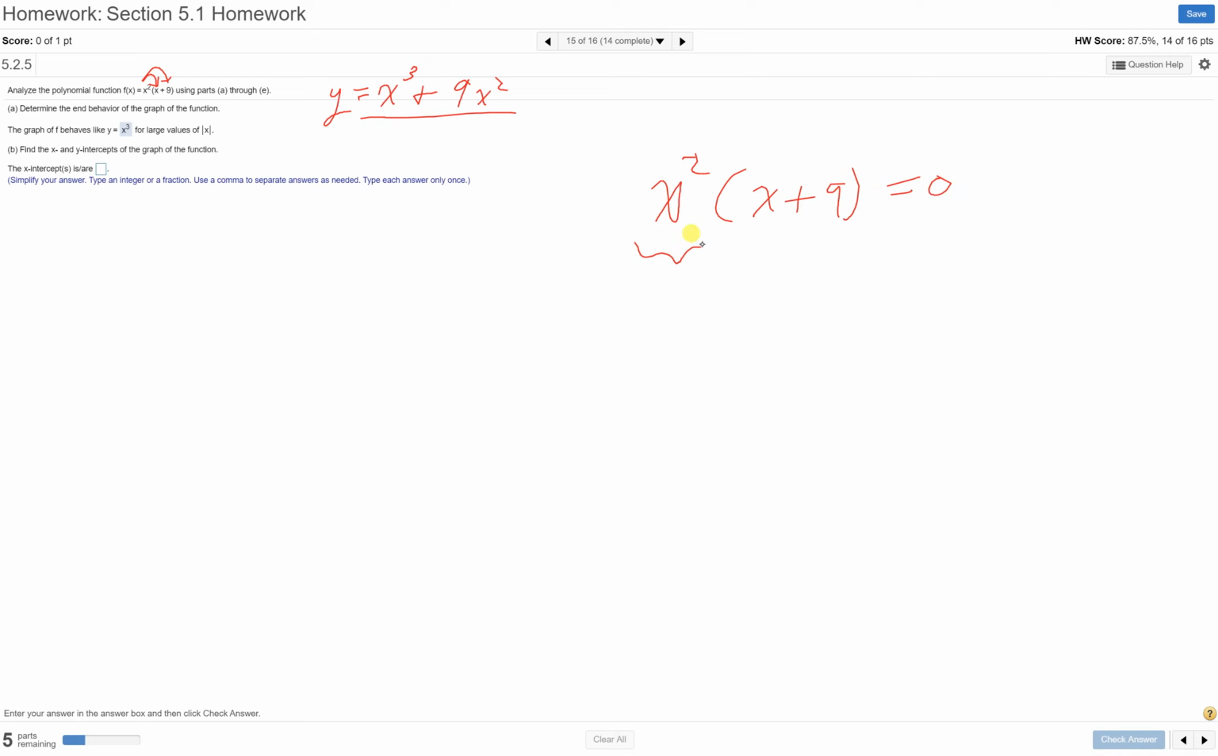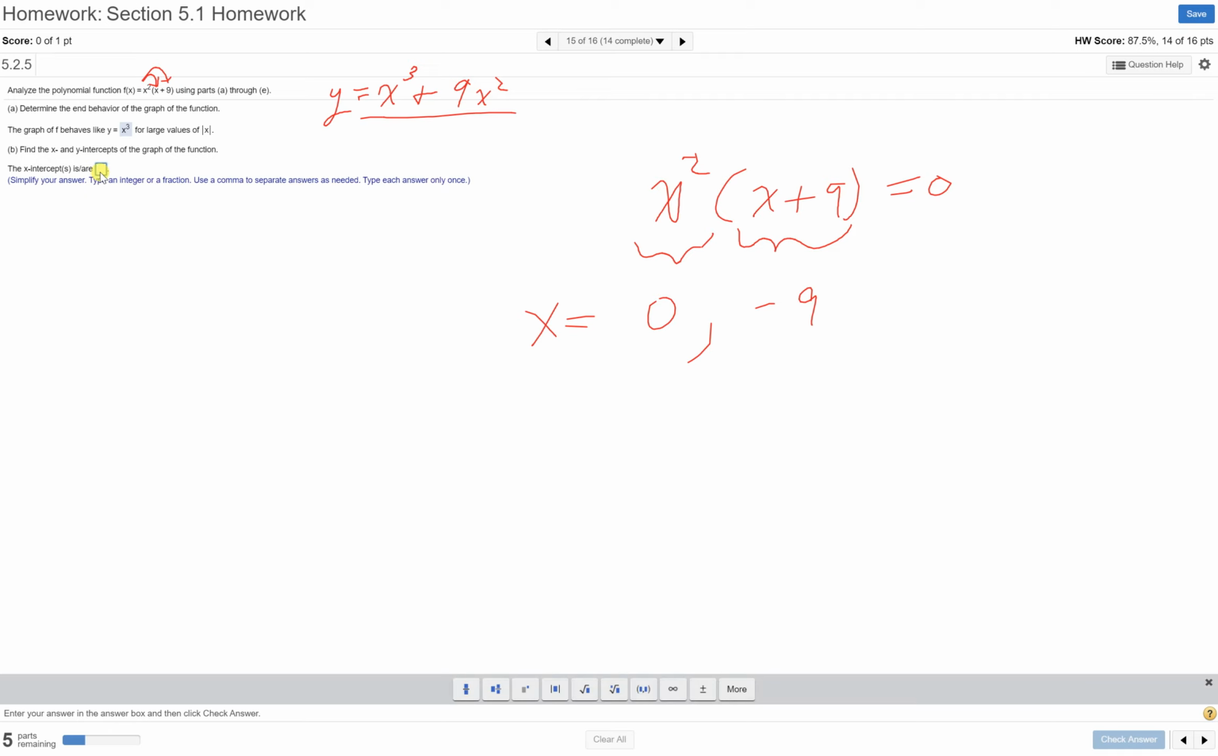For this particular factor, the solution is 0. And for this particular factor, the solution is -9. So those are my x-intercepts. You can also call them my zeros. I believe they make you type the answers twice, right? So let's go ahead and put these answers in there. 0 and -9. Alrighty. Check answer.